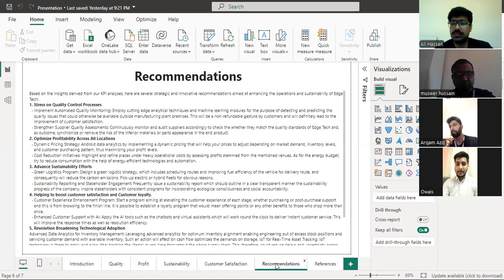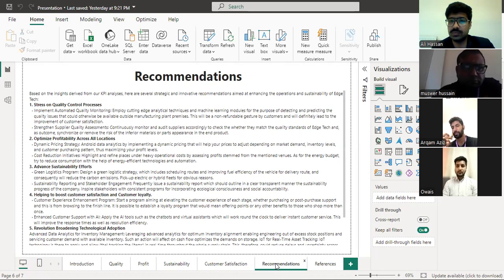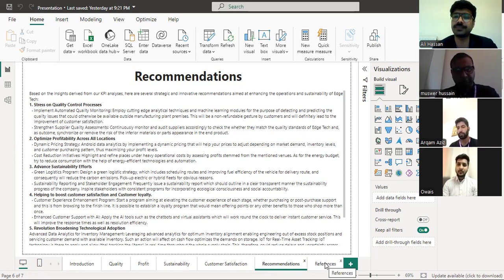Finally, we are going to discuss the recommendations. First of all, we are putting stress on quality control processes. Second is optimizing profitability across all locations. The third is advancing sustainability efforts and helping to boost customer satisfaction and customer loyalty. And number five is broadening technological adoption.